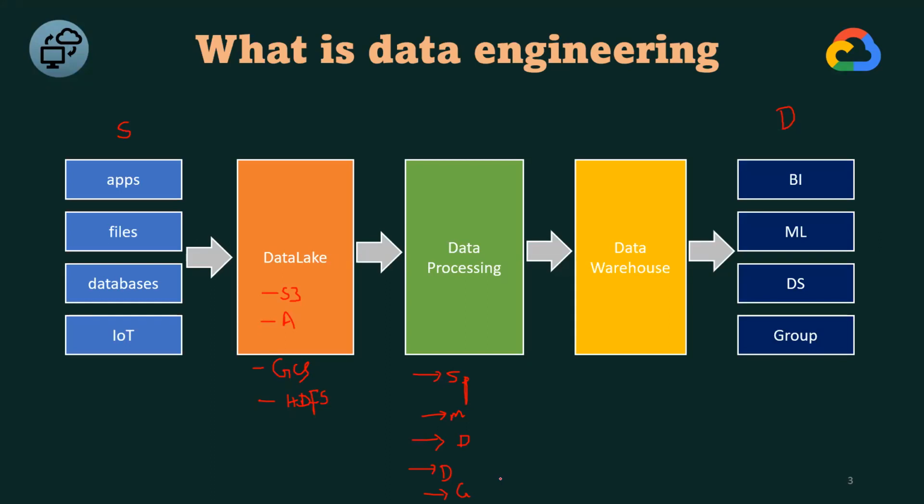We have to think about how to create the data processing pipelines, and which language we can use, PySpark or Scala or Java, whichever language it is. So we need to think about how to extract the data from the source, how to do the data processing, and how to load the data to the data warehouse.